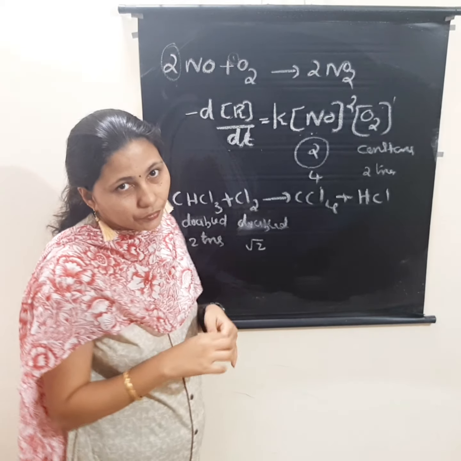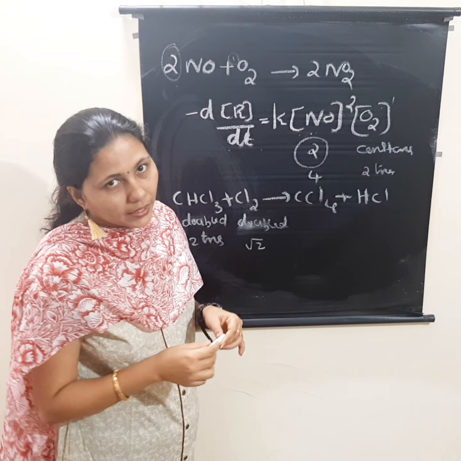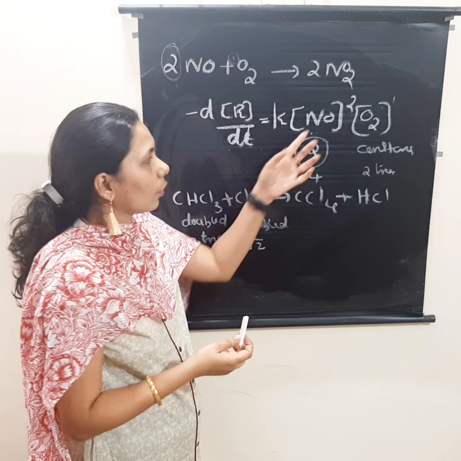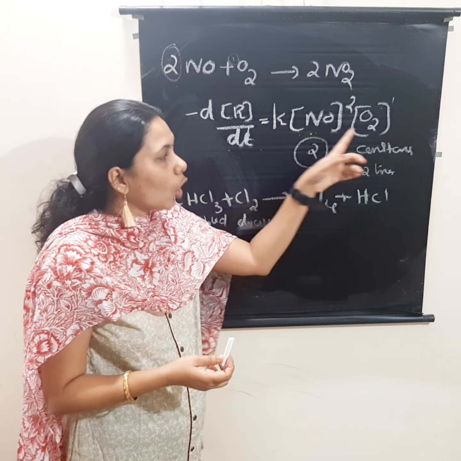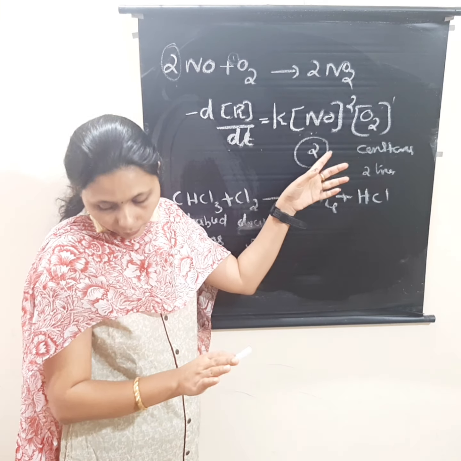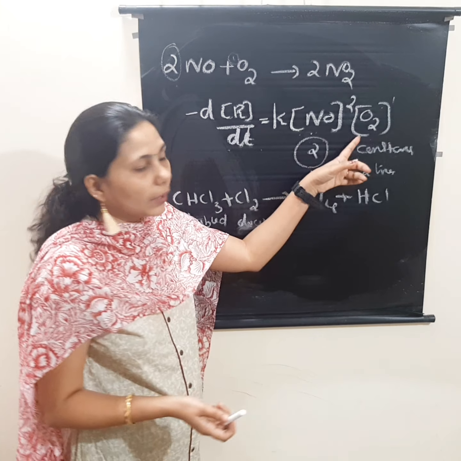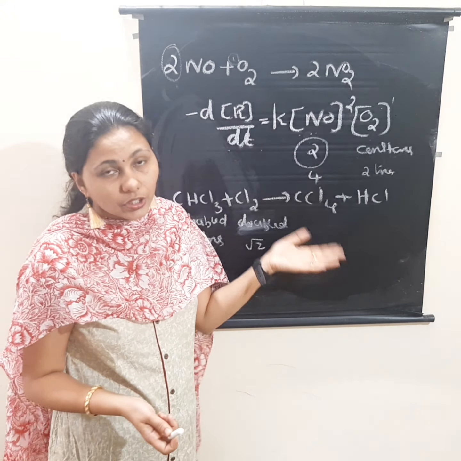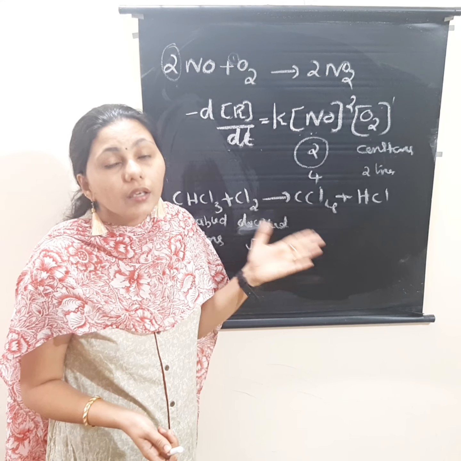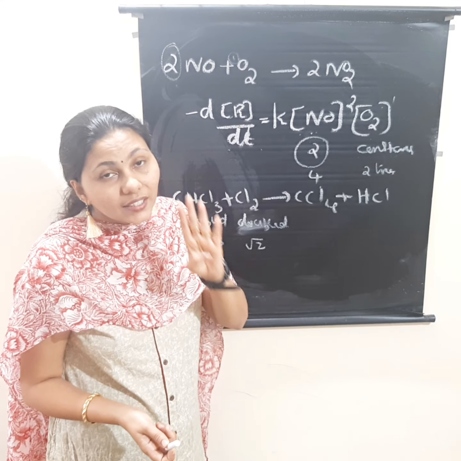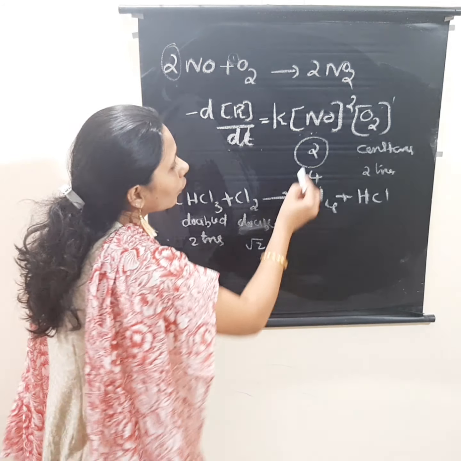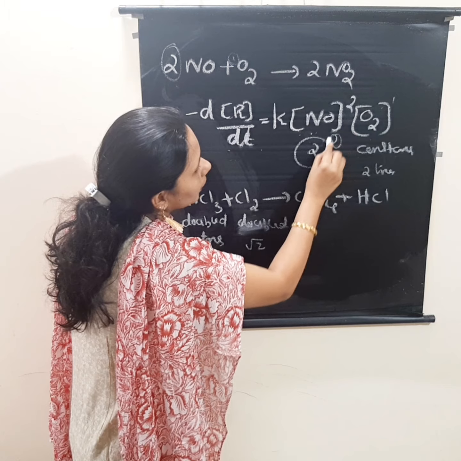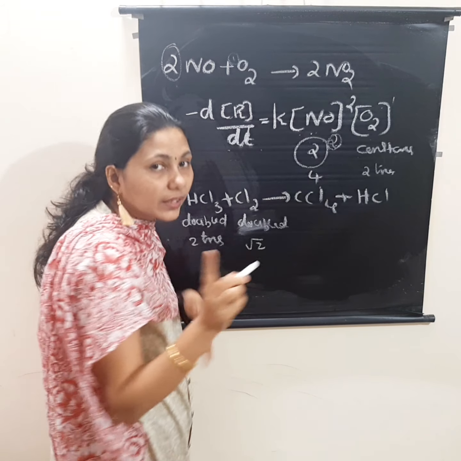How do we identify this? On experimentation, they doubled the concentration of NO, keeping oxygen constant. Then the rate of the reaction increased by 4 times. How many times? 4 times. So for getting 4 when the concentration is doubled, the exponent should be 2, because 2 squared gives 4.